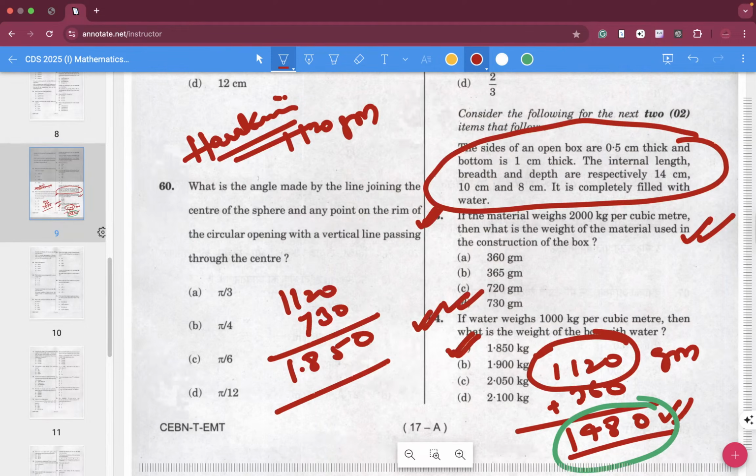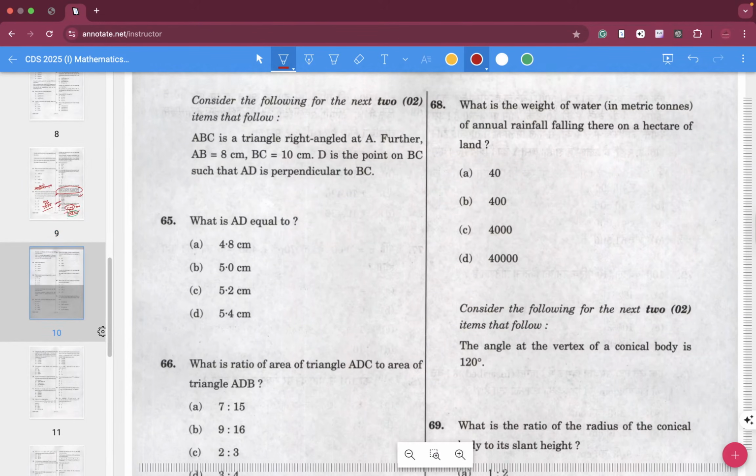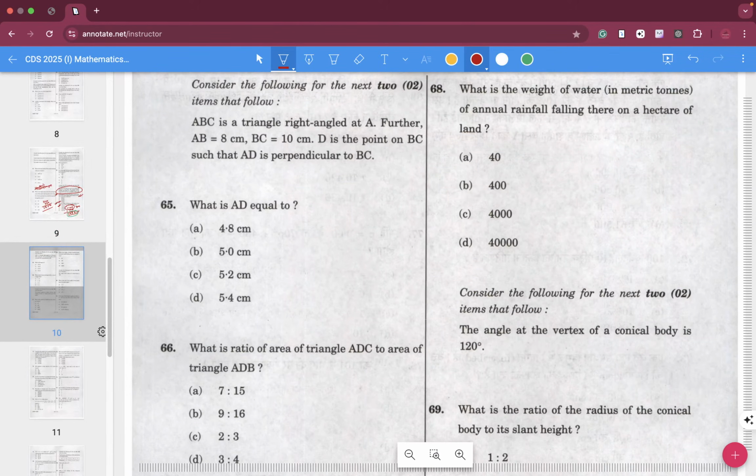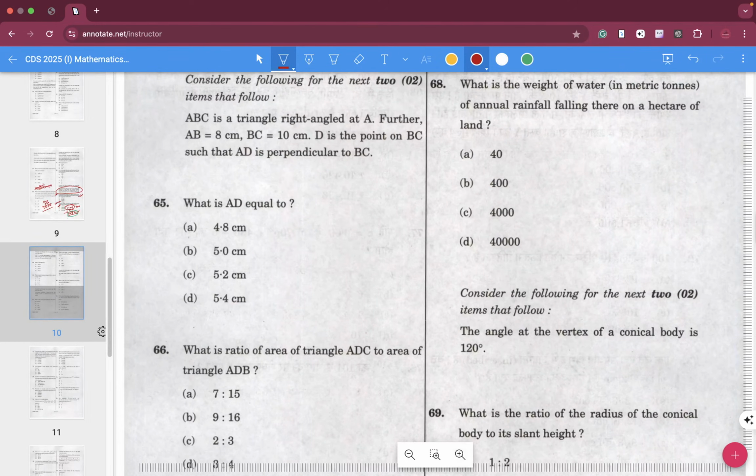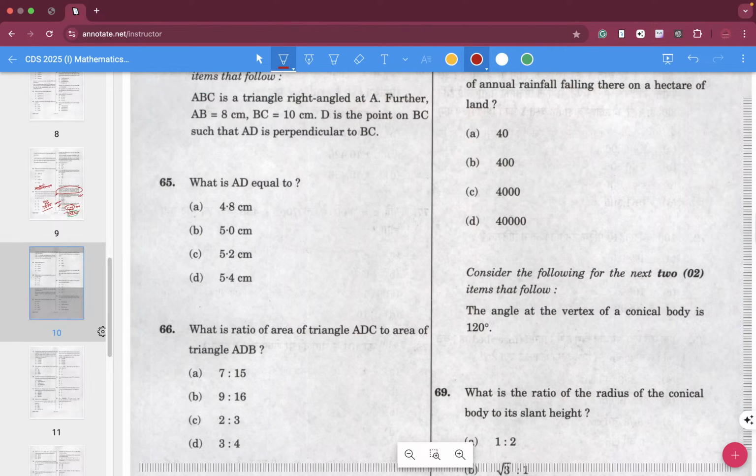So kindly look at this question all over again, just in case you have missed it. Consider the following for the next two items that follow, which is your 65 and 66. ABC is a triangle right angled at A. So this is your triangle, right angled at A.